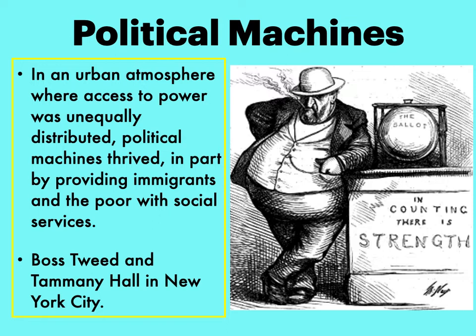Since wealth, services, and power were so unequally distributed in big cities, political machines thrived. They provided services and jobs in immigrant communities in exchange for votes, what we call the politics of patronage. The machines, run by bosses like William Tweed and Tammany Hall in New York City, engaged in graft and other forms of political corruption.